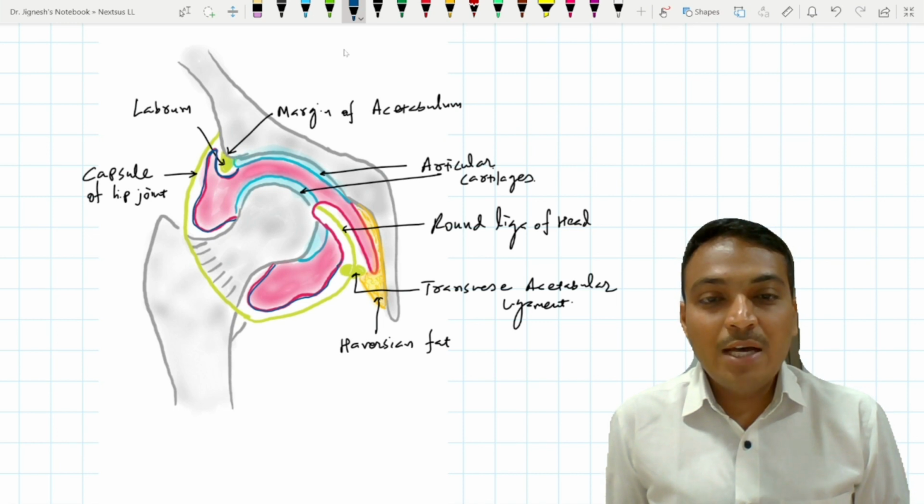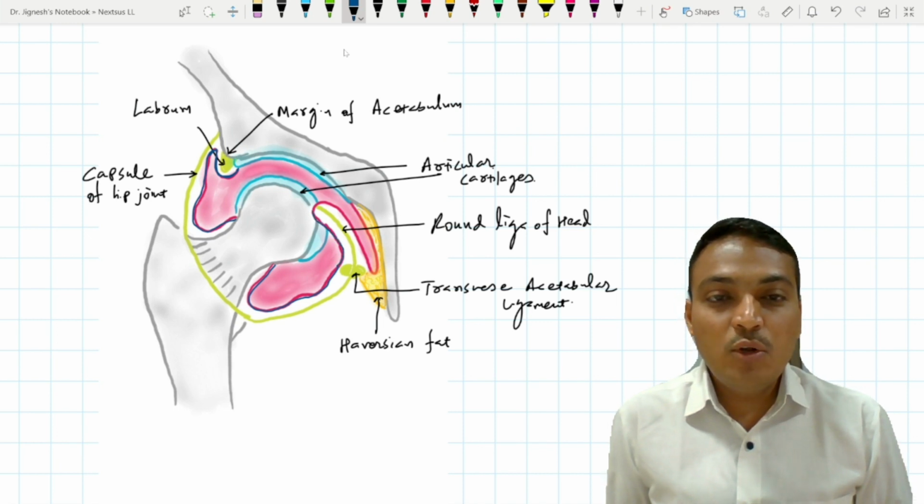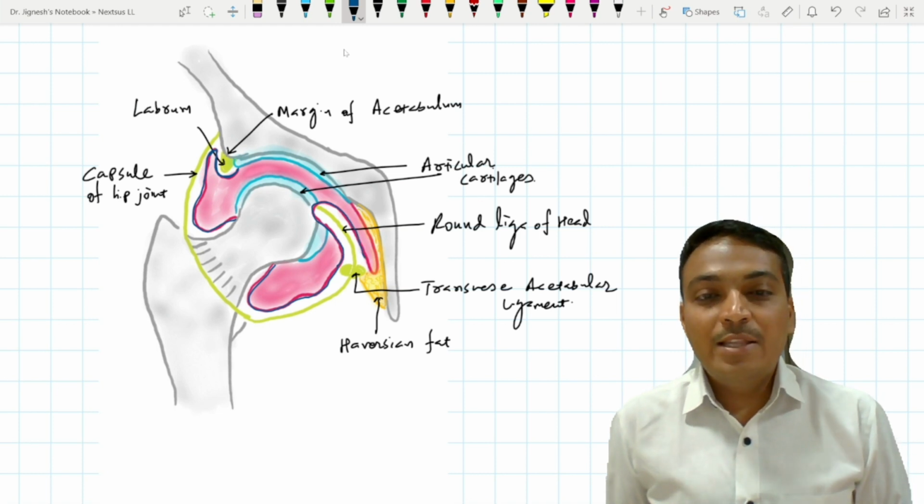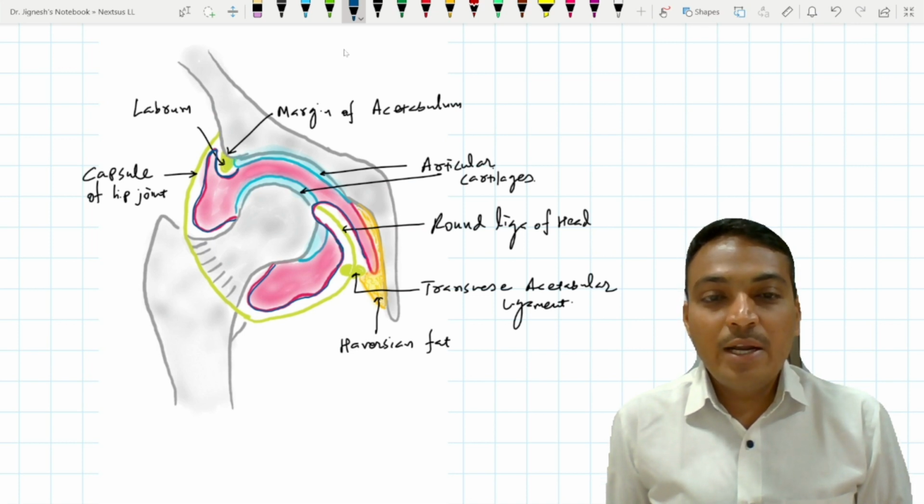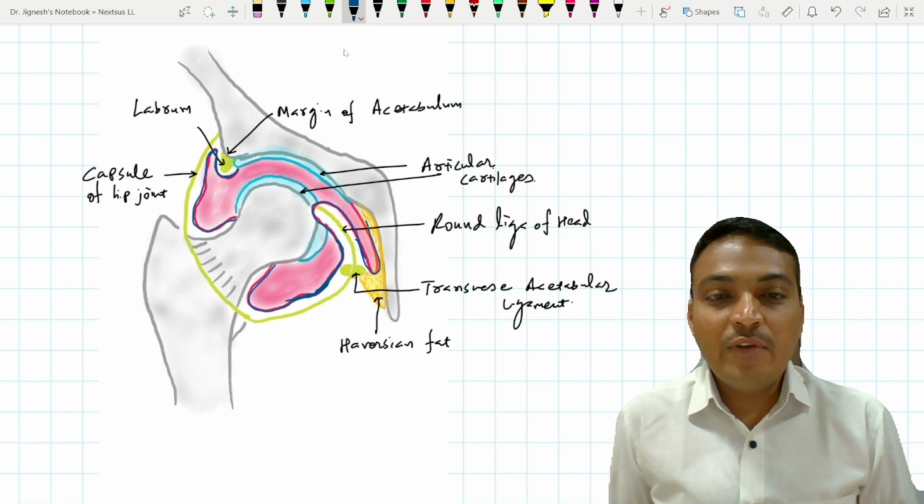Now, on the head of the femur, this synovial membrane is not attached to the articular surface, but at the fovea, this synovial membrane is going to cover the round ligament of the head of the femur from both sides. And then it is going to divide into two layers. The inferior layer is going to continue with the inner aspect of the capsule, while the superior layer is going to cover the Haversian fat.